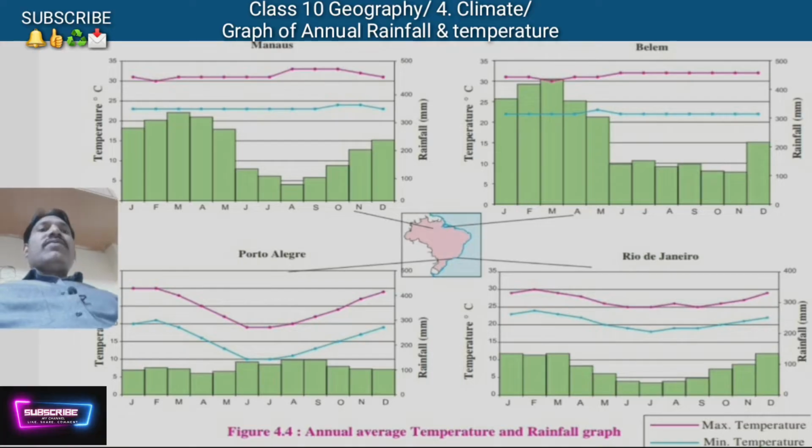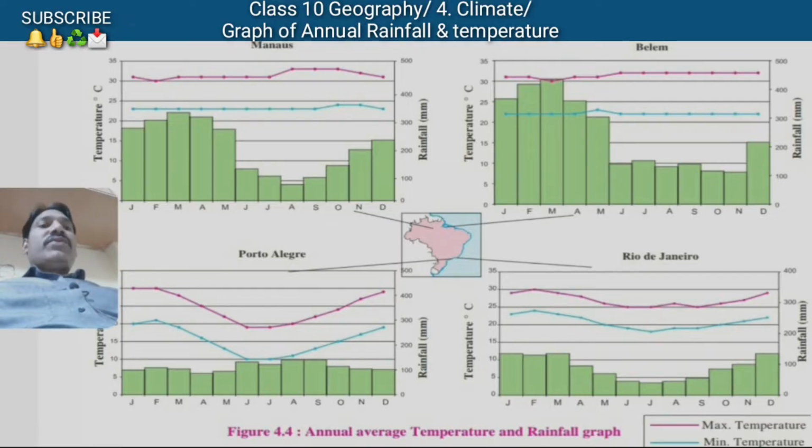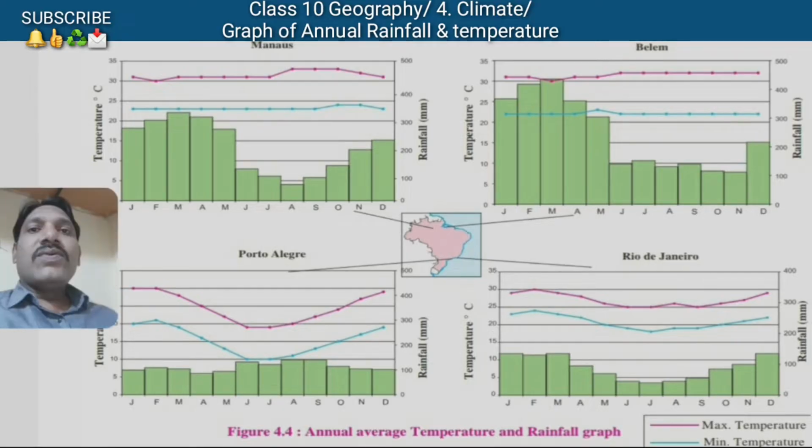Dear students, today we are going to study the second part of the chapter, that is climate. Fourth lesson, climate of geography, standard 10th. In the first part of this chapter, we have studied rainfall and temperature with the help of the map of India and Brazil. Now we are going to study the same, but with the help of graphs.